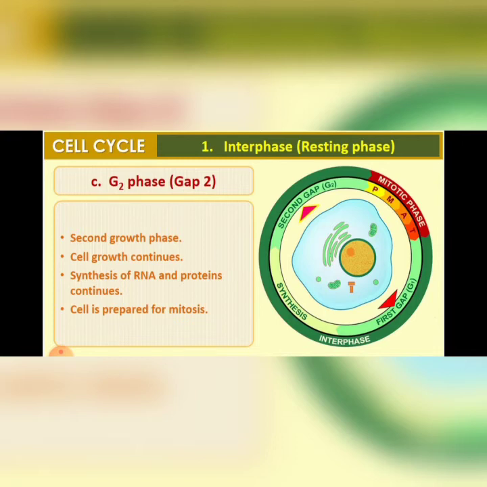Now, spindles are made up of a protein called tubulin. That means protein synthesis should take place. Clear? I repeat, spindle fibers are made up of a protein called tubulin. Since it is a protein, protein synthesis should occur here. For protein synthesis, prior to this there should be transcription and translation. For that, RNA is required. So RNA synthesis also increases, plus ATP synthesis also increases here. Now the cell is ready to divide. Clear? So I repeat, G2 phase is the second growth phase where cell growth continues, and synthesis of RNA and proteins continues. The cell is prepared for mitosis.